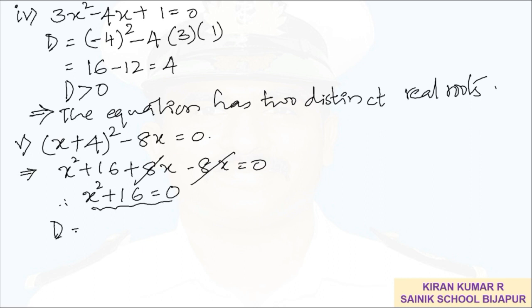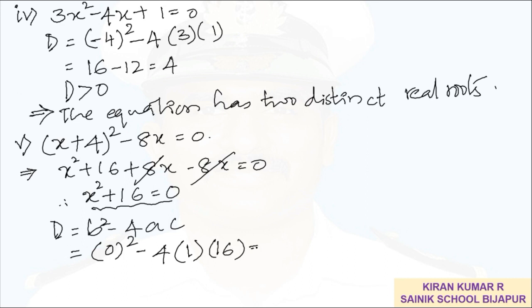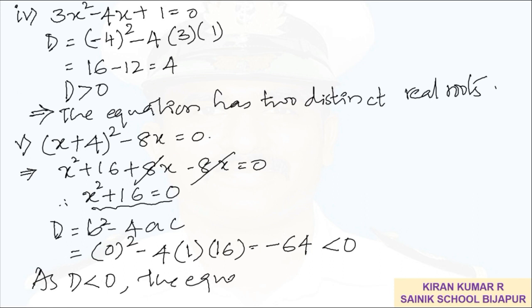So what will be the value of discriminant, which is b square minus 4ac? Let's substitute. B square is 0 square minus 4ac. 4 into a value is 1, c value is 16. We get it as negative 64, which is less than 0. When discriminant value is less than 0, the equation has no real root.